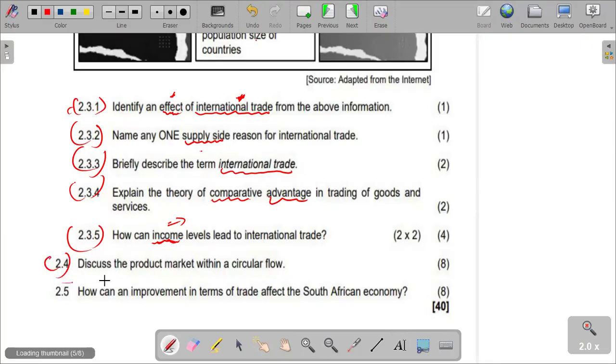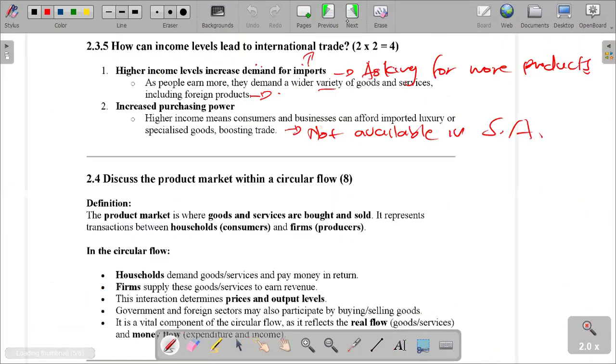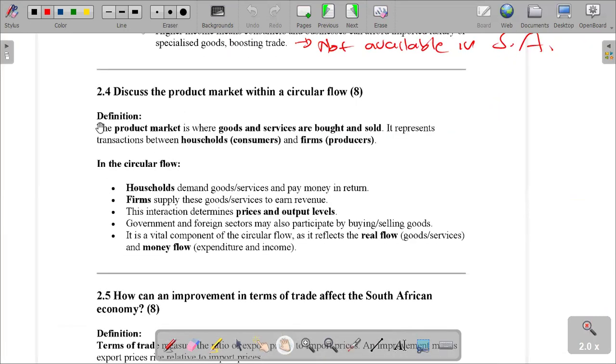And then going to 2.4, discuss the product market within a circular flow. Remember, the product market is where goods and services are being exchanged, right? So let's go to the definition. The product market is where goods and services are bought and sold. Again, the exchange of goods and services represents the transaction between households and consumers. So the consumers buy products from the firms, or businesses. Remember, firms can also be written as businesses or producers, right?